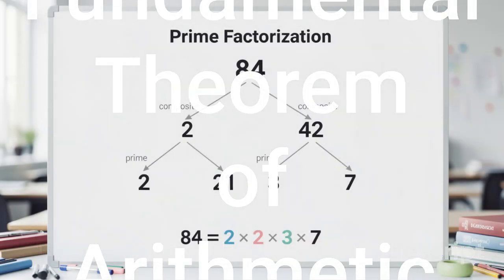The fundamental theorem of arithmetic states that every number greater than 1 can be uniquely written as a product of prime factors, ignoring the order. For example, 84 equals 2 times 2 times 3 times 7.